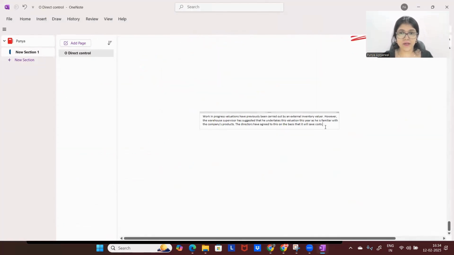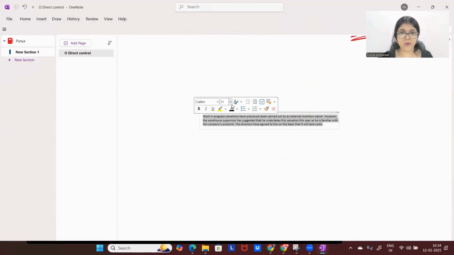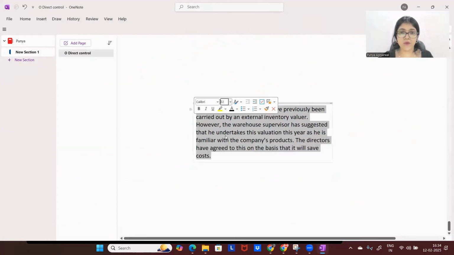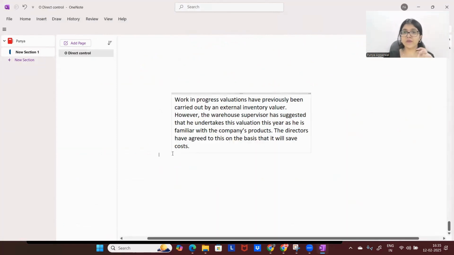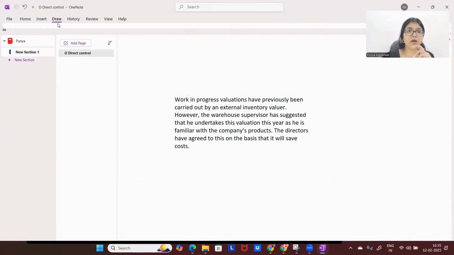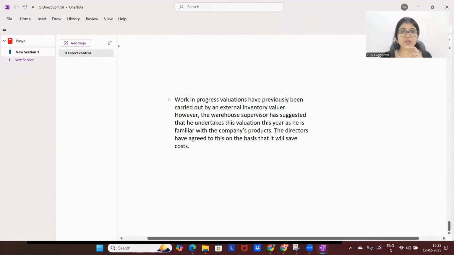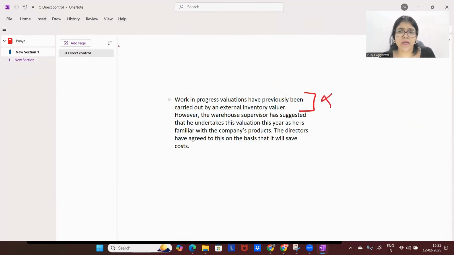I just now remembered when I was copy pasting, so let me quickly tell you people as well. Okay, so this is my paragraph from the question. When I read this paragraph, I read: work in progress valuations have been previously carried out by an external. Do you think there is any deficiency over here? No, no, ma'am. There is no deficiency here.